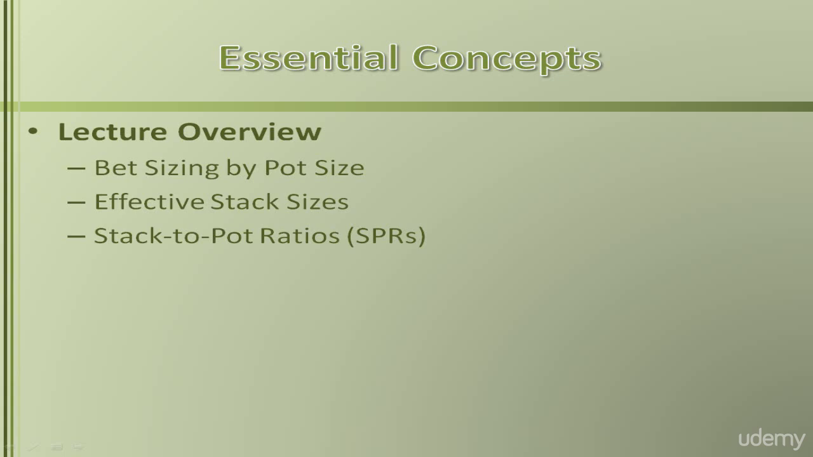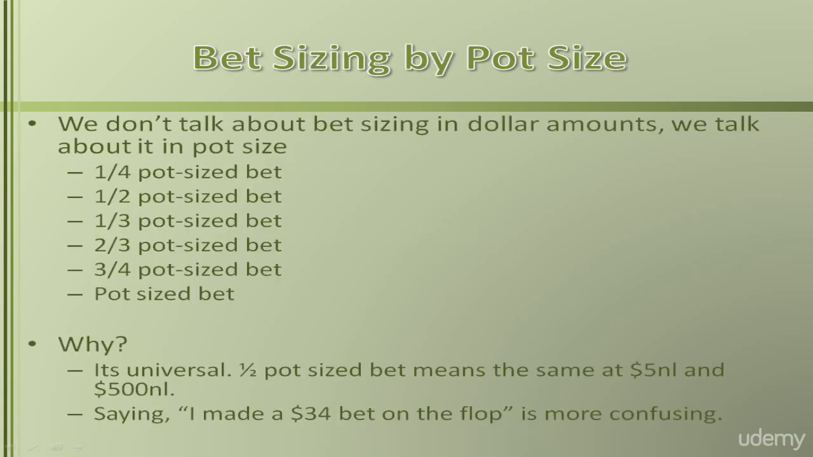So let's go ahead and get started, and we're going to kick off this lecture talking about bet sizing by pot size. This is a fairly simple concept, and what it states is that when you are discussing poker hands with other poker players, whether it be on a forum, a Skype study group, in a course, or with a poker coach, you want to be talking about the hand in terms of a percentage of a pot size bet. And I have these listed out here, anywhere from a quarter pot size bet up to a pot size bet. We don't want to be talking about bet sizing in dollar amounts because it's confusing. We want to talk about it in pot sizes because it's universal.